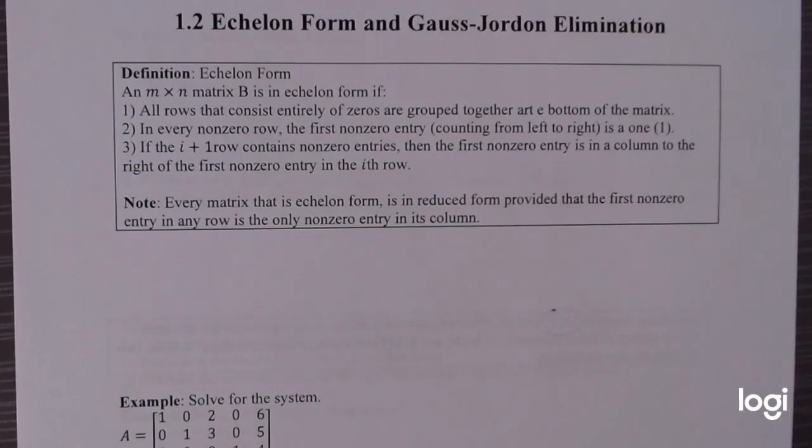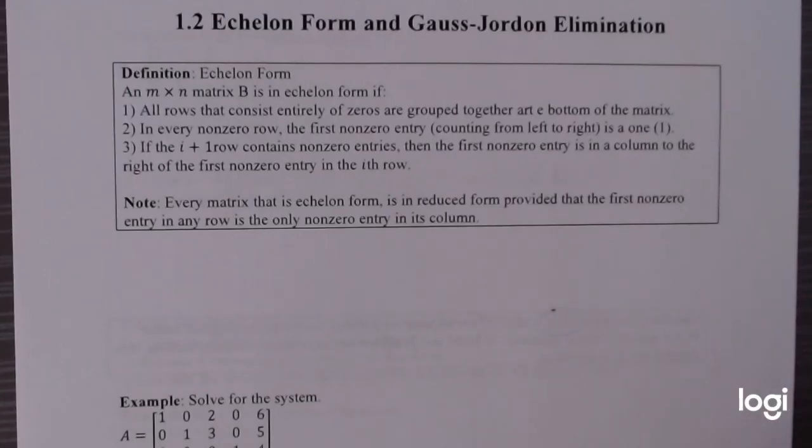Alright, so in this section we're going to talk about the Euclidean form and the Gauss-Jordan elimination method. So first of all, what is Euclidean form? Euclidean form is any matrix that follows these three criteria. An n by n matrix B is in Euclidean form if all three are applied.